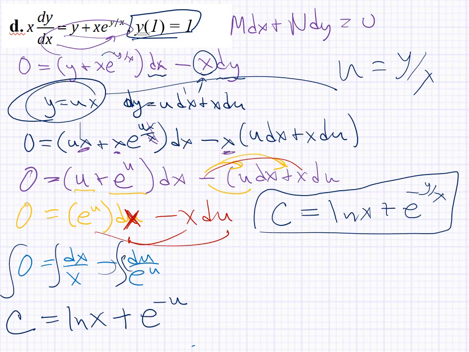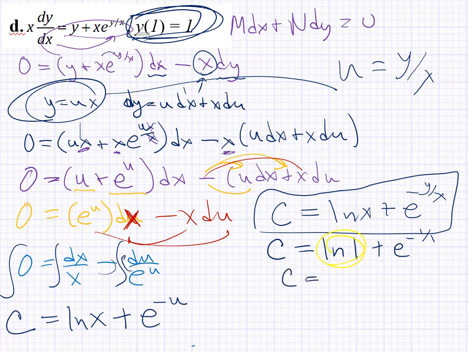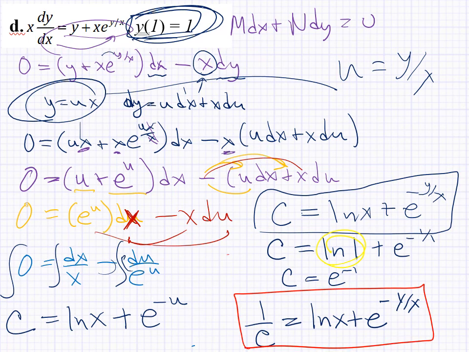So there's your solution. Now we've got to solve the initial value problem, which is that y of 1 equals 1. So basically x and y are both 1. So we use that to solve for c. We get c equals log 1 plus e to the negative 1 over 1, which is really just e to the negative 1. Don't forget log of 1 equals 0. So this is basically telling me that c equals e to the negative 1. Well, if that's the case, then e to the negative 1, which is 1 over e, should be c. So c equals log x plus e to the negative y over x, and that will solve our initial value problem. So here's the solution to the differential equation, here's the solution to the IVP.